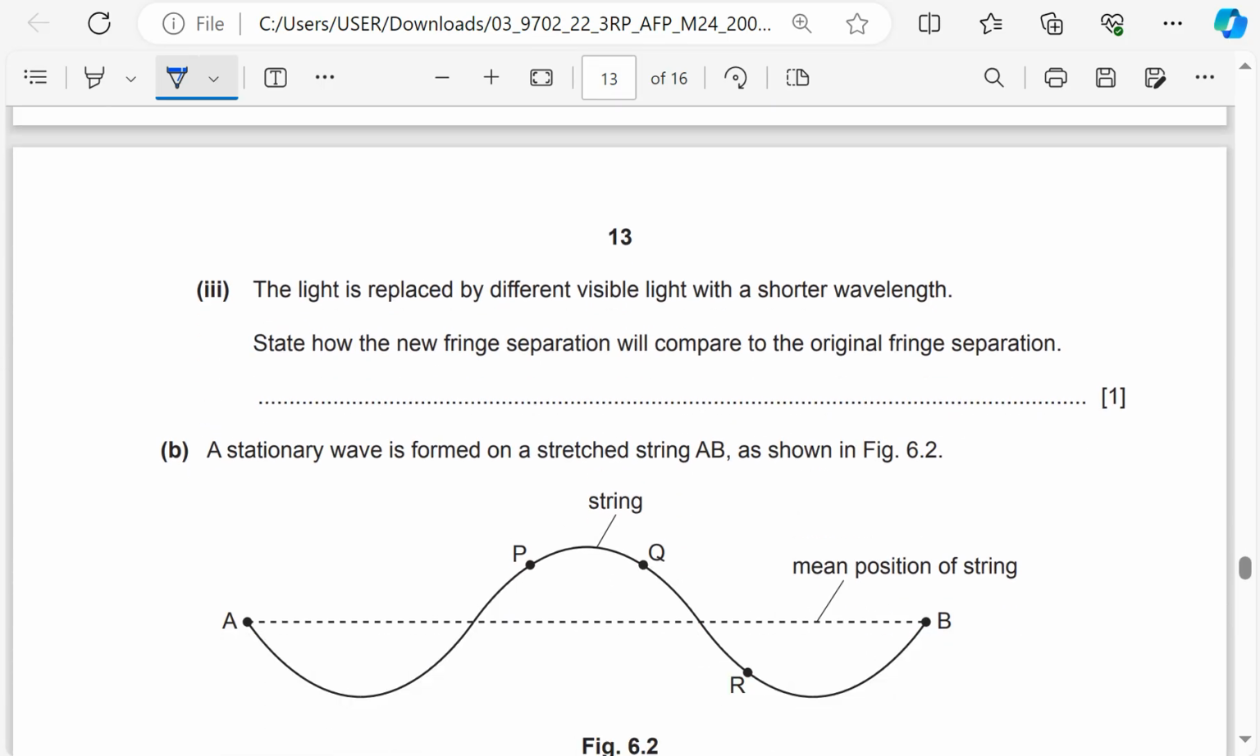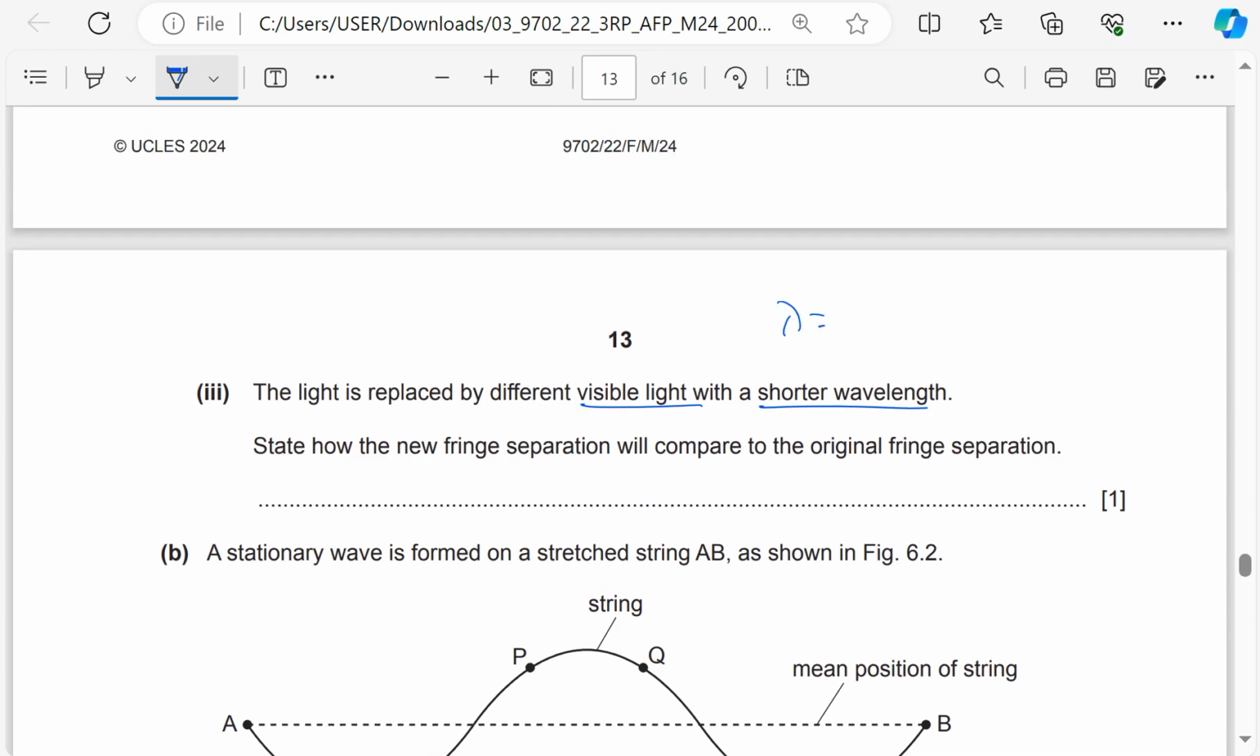The light is replaced by a different visible light with a shorter wavelength. Remember, lambda is equal to AX divided by D. Now it is a shorter wavelength. Lambda has decreased. State how the new fringe separation will compare to the original separation. D is not changing, the slit separation is not changing. We are comparing lambda with the fringe spacing. So since lambda decreases, X also decreases. So I can say lambda is directly proportional to X. So the new fringe separation will be smaller.